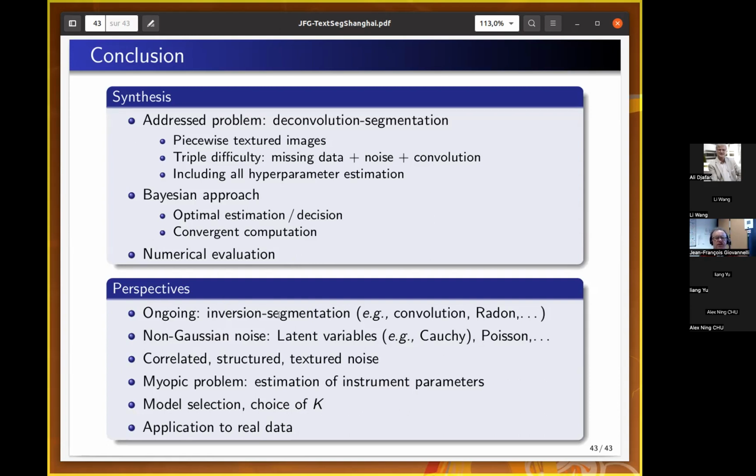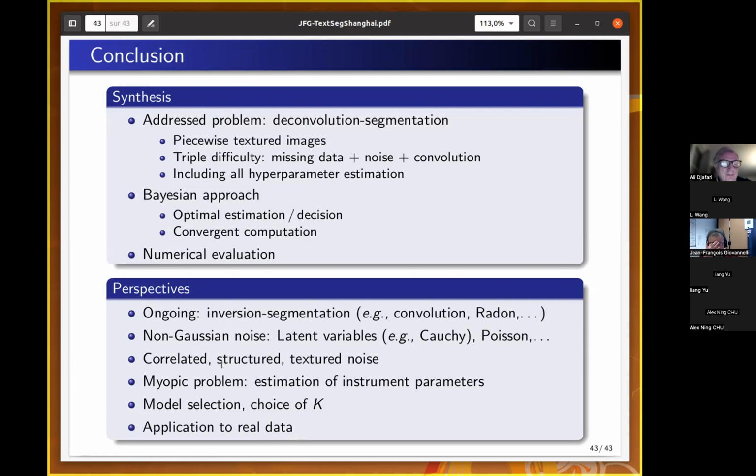Ongoing inversion segmentation, something else than convolution, for example, Radon for scanners. And of course, Ali has a lot of papers about this idea of inversion segmentation, including convolution deconvolution segmentation, tomography segmentation, and so on. We plan also to go to non-Gaussian noise, and we plan to include non-Gaussian models for noise based on latent variables. I mean modeling non-Gaussian noise through Gaussian noise conditionally to some latent variables, and then marginalization of latent variables. For example, non-Gaussian noise can be modeled as a mixture of Gaussians. It could also include correlated noise.